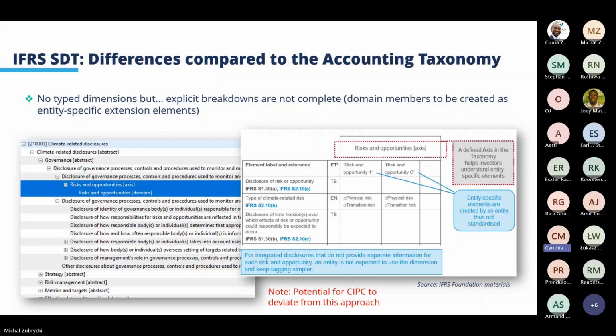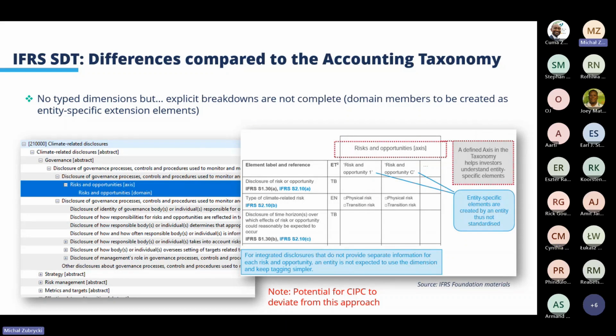I guess, sorry, I'm new to attending this. I wanted to just understand, if you are a non-filer, is this really relevant for you, or is this relevant for people who are responsible for filing the financial statements?